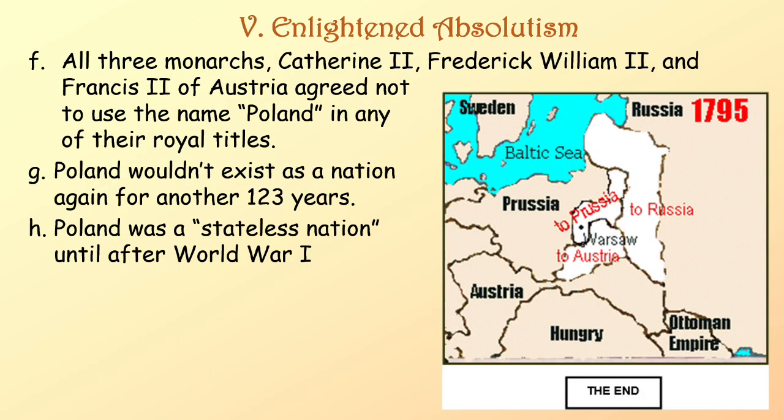All three monarchs, Catherine the Great, Frederick William II, and Francis II of Austria, agreed not to use the name Poland in any of their royal titles. Poland would not exist as a nation again for another 123 years. Poland was now a stateless nation until after World War I.